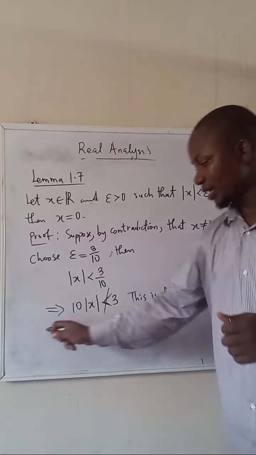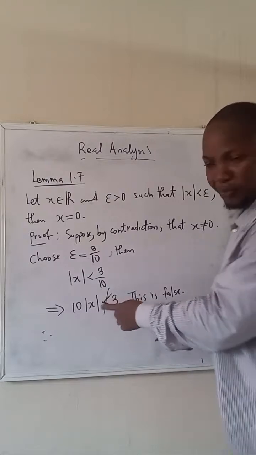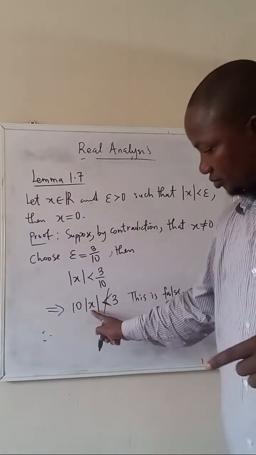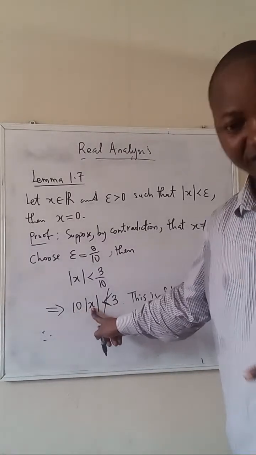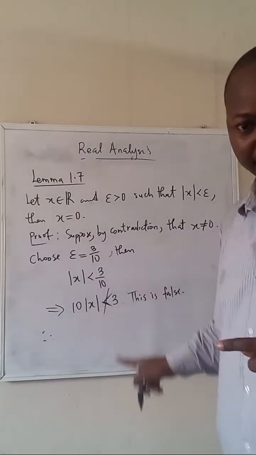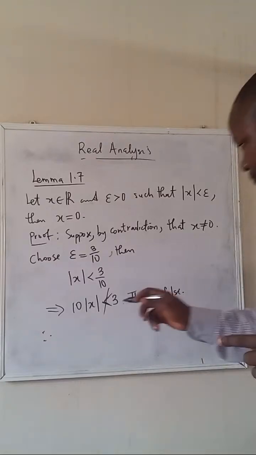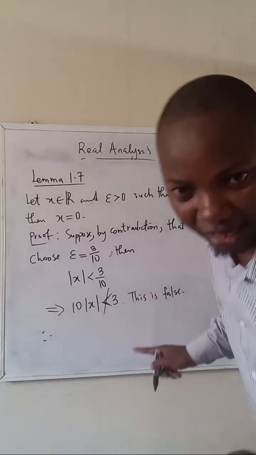But if you pick x to be 0 here, what will happen? The condition will be satisfied, because 10 times 0 will be 0. So 0 is less than 3. Are we there? Yes, I got it.